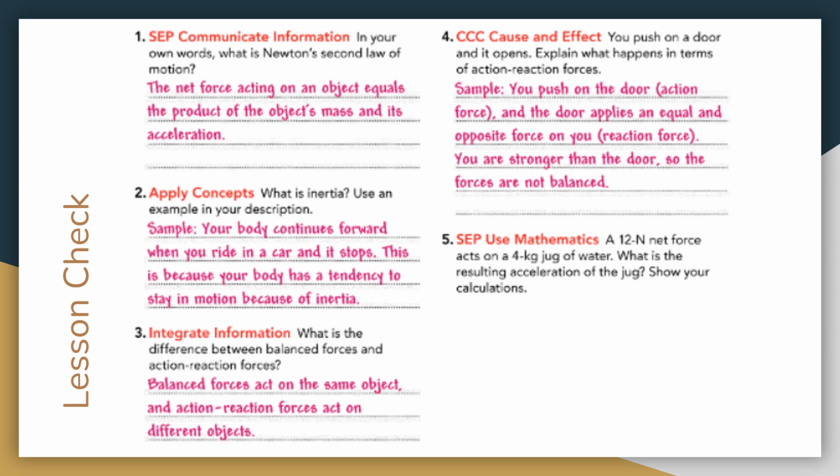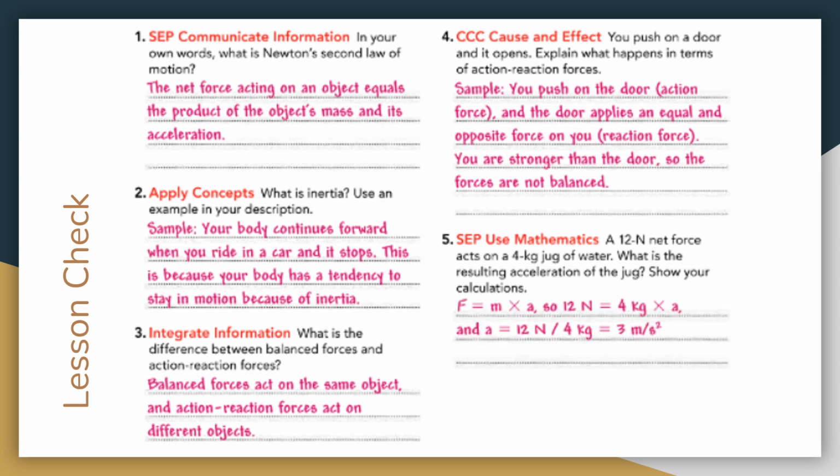In question 5, a 12 Newton net force acts on a 4 kilogram jug of water. What is the resulting acceleration of the jug? Show your calculations. So force equals mass times acceleration, so 12 newtons equals 4 kilograms times acceleration, and acceleration equals 12 newtons divided by 4 kilograms, which is equal to 3 meters per second squared. And that is the end of this lesson.